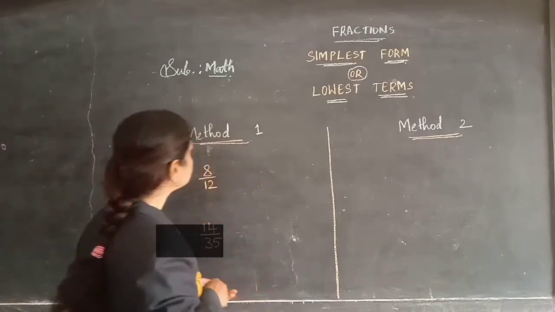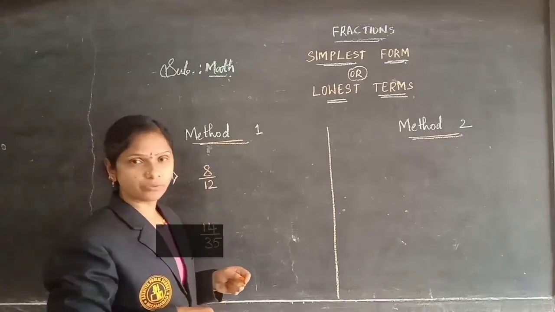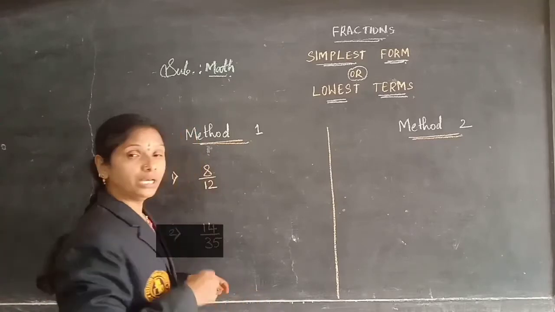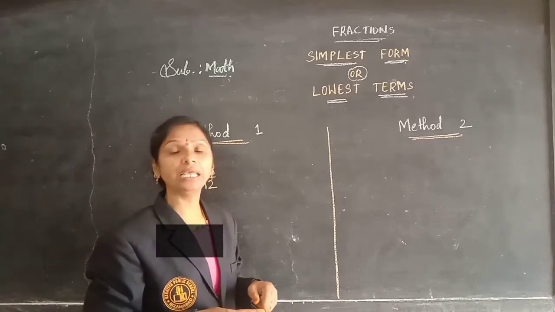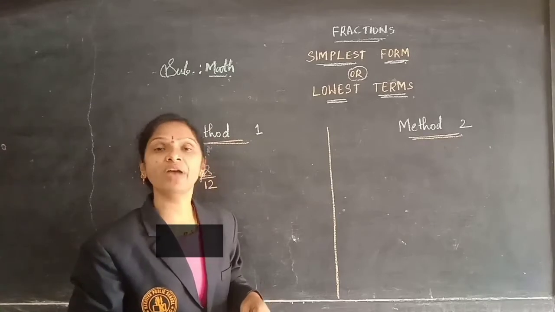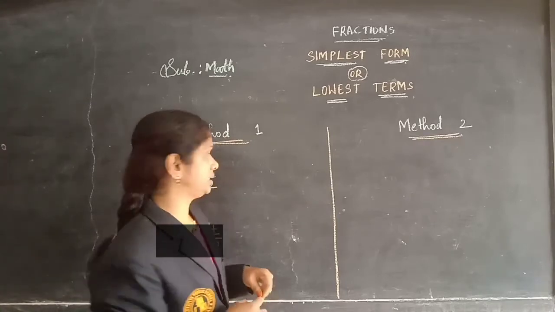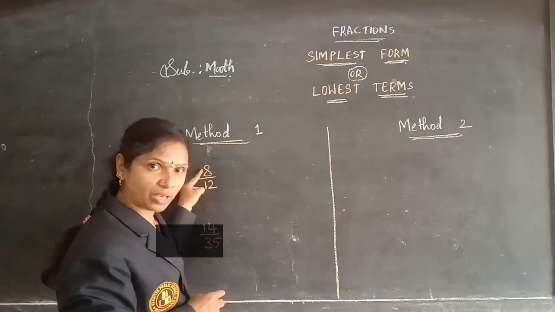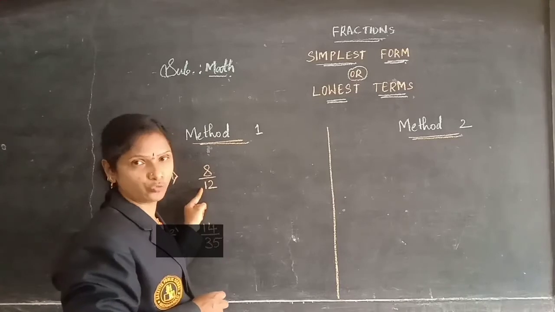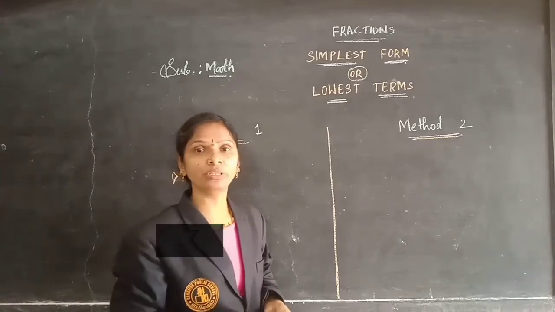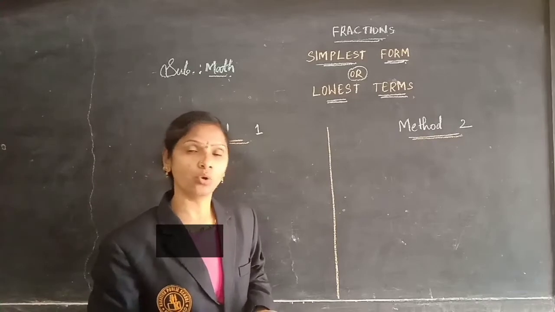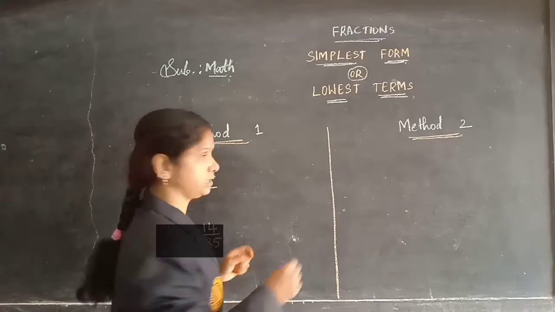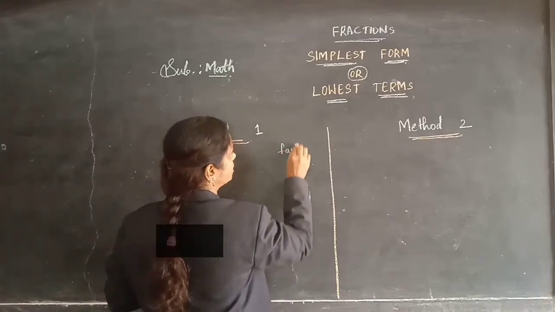Okay, so what is the first method to get the lowest terms of 8 by 12? Here we have to keep dividing by the common factors. Common factors means first we need to write the factors of 8 as well as the factors of 12. Already you learned about factors in the lower classes, children. Now I am writing the factors of 8.